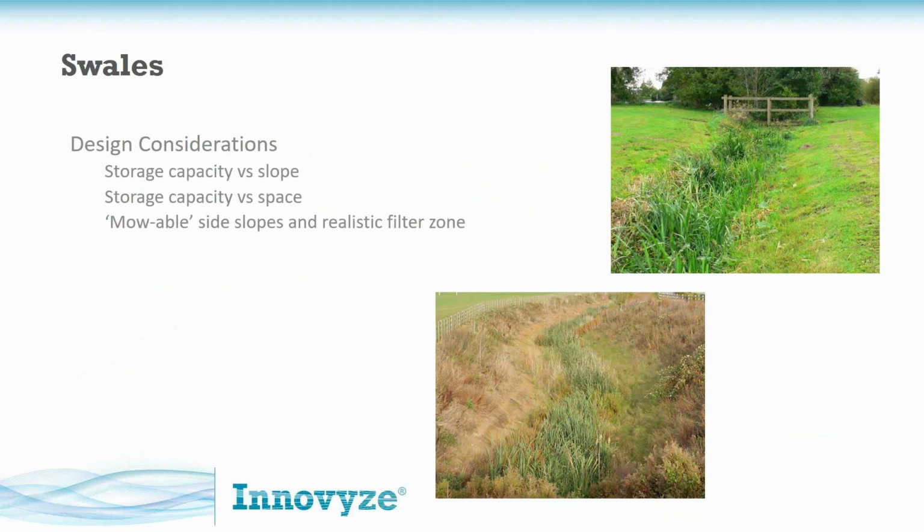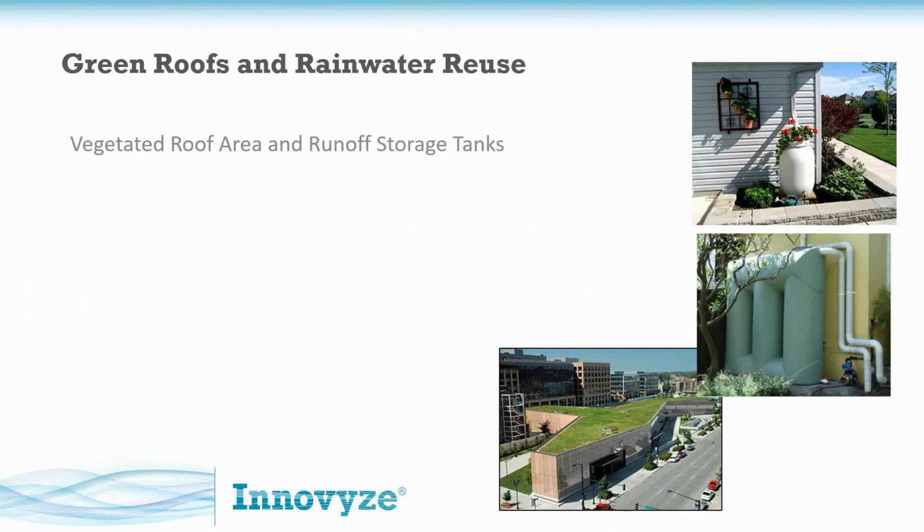For swales in particular, well, you need to maintain these. Usually they're grassed. You can see in these images, someone probably needs to be able to mow the sides of that grass. So having it be gently sloped, 1 to 3, 1 to 4, usually accommodates that.